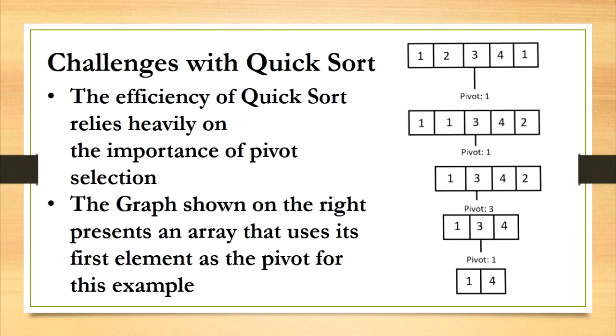Like we have previously shown, the efficiency of quicksort relies heavily on the importance of pivot selection. The graph shown on the right presents an array that uses its first element as the pivot for this example. As you can see, the algorithm repeatedly selects the first element as the pivot, leading to subproblems that are not effectively divided. This results in a situation where the algorithm makes a large number of comparisons and swaps, leading to the worst-case time complexity of O(n²).